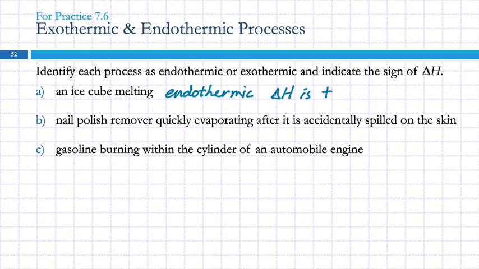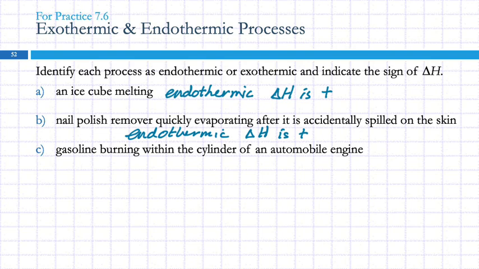If you've ever spilled nail polish remover on your skin, or used it to take off nail polish, how does it make your skin feel? Hot or cold? Cold. Okay. Because it's evaporating. So here, the nail polish remover is evaporating quickly. It makes your skin feel cold, which means your skin is losing heat. Where is it going? Into the acetone evaporating. Exothermic or endothermic? Again, this one's endothermic. And if it's endothermic, delta H is positive.